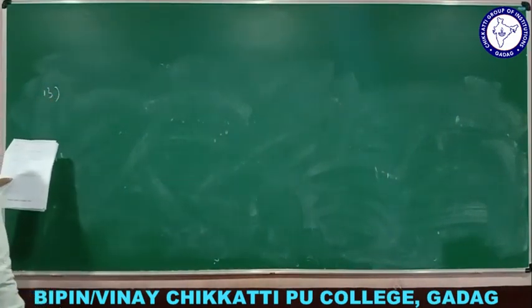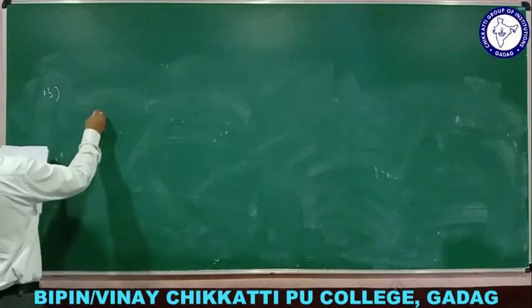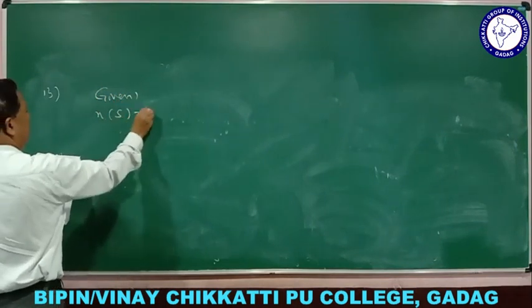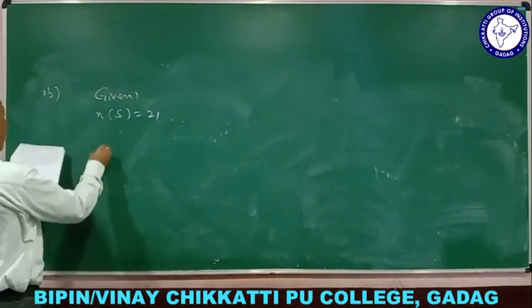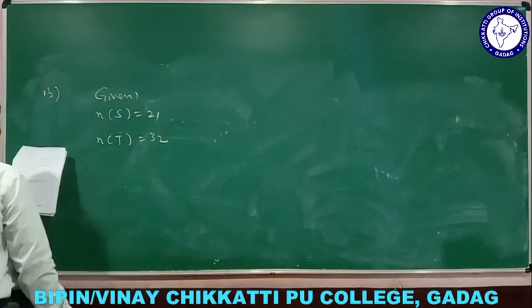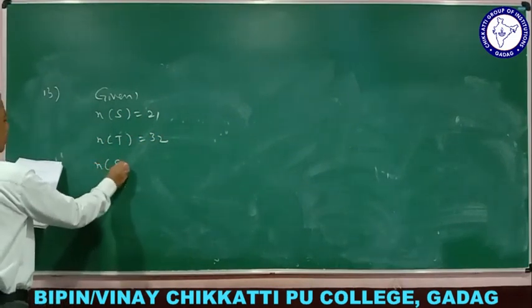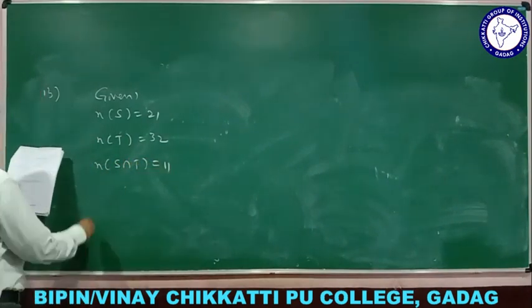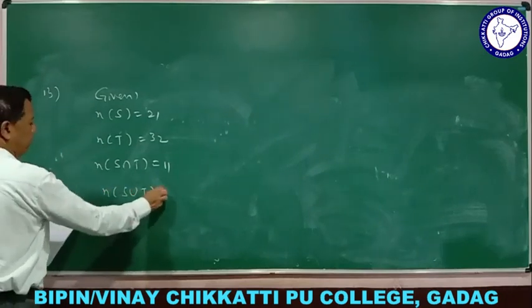S and T are 2 sets such that S has 21 elements and T has 32 elements. That is, n(S) is 21, n(T) is 32, and S intersection T has 11 elements. How many elements are in S union T?